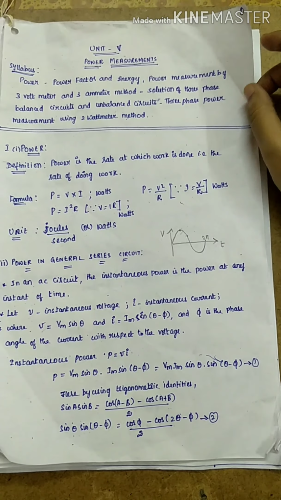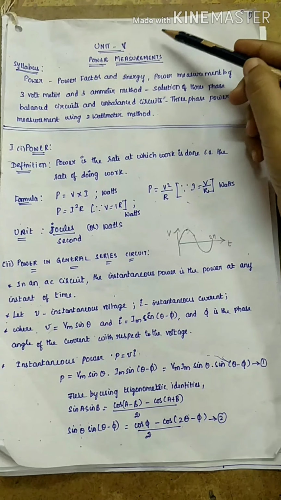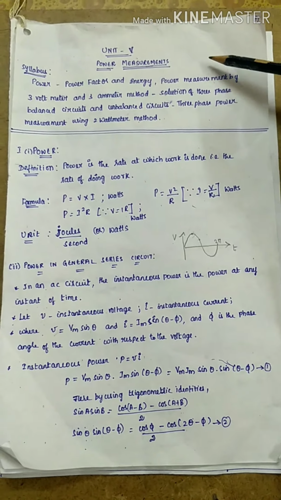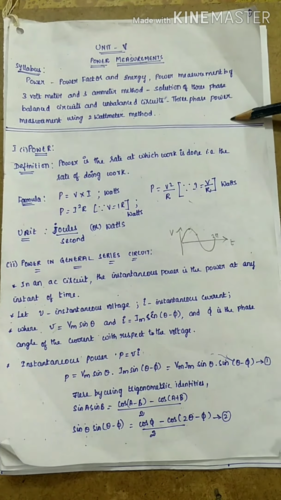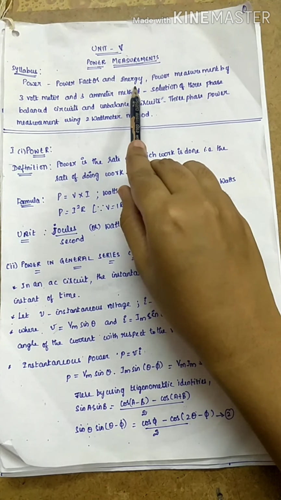Good afternoon, students. Today we are going to see Unit 5 of Circuit Theory. The title is Power Measurements. Here I have given the syllabus. You can go through it. First we are going to see what is power, power factor and energy.